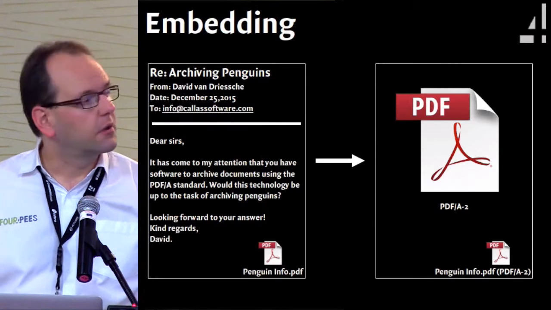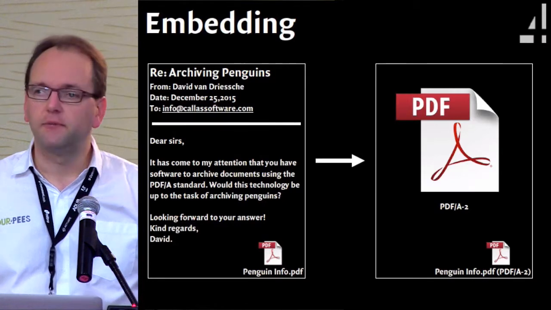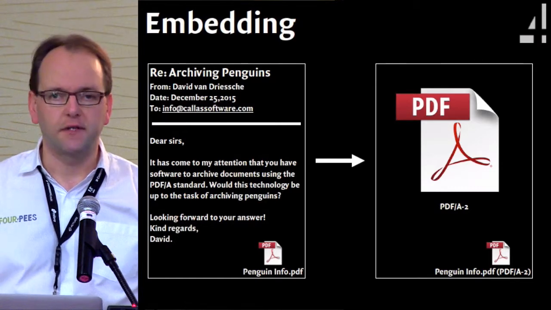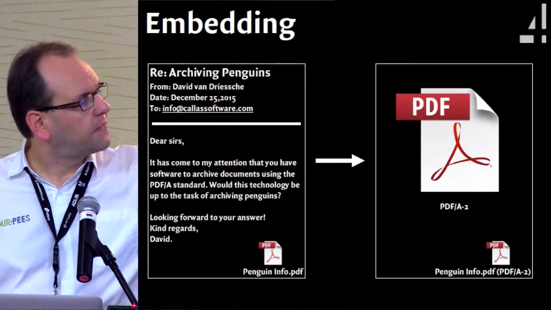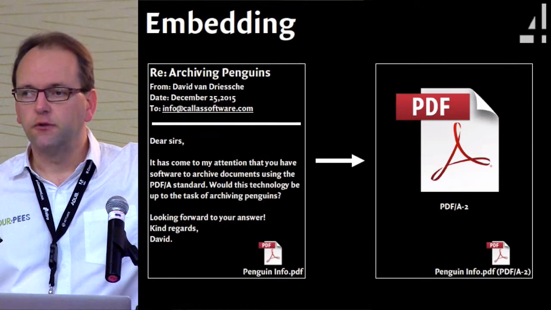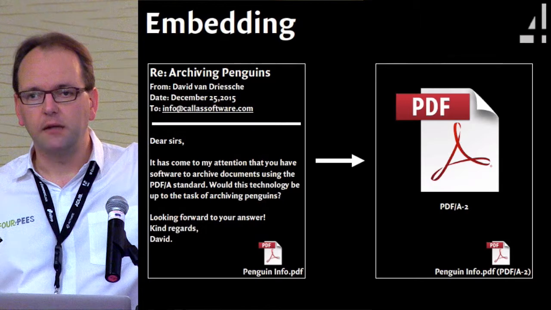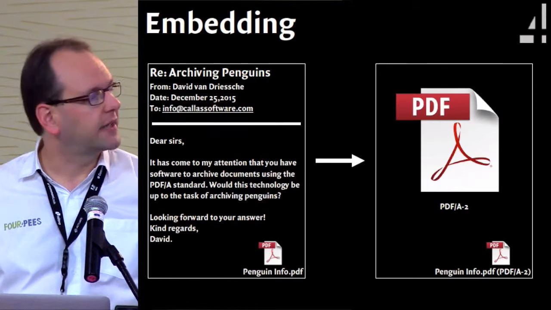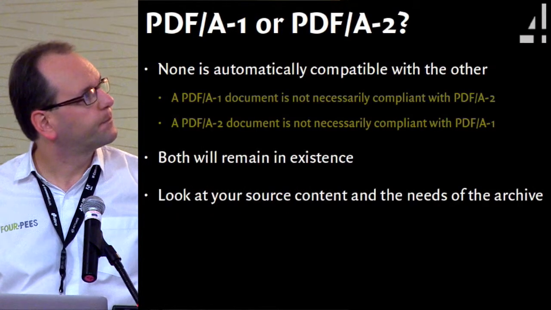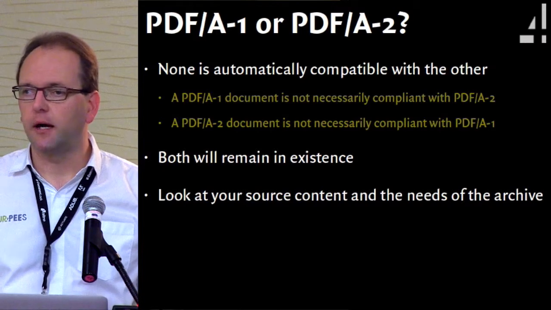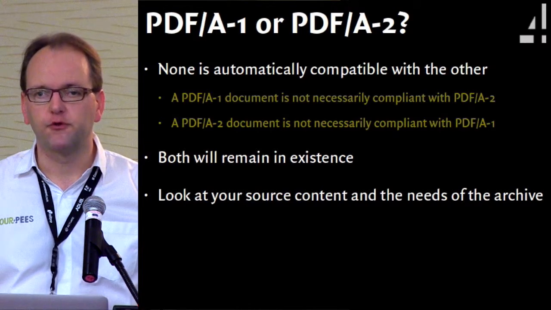The one thing to single out of that is that a PDF-A2 file is capable of storing other files in itself. So if I have an email with an attachment, I can convert the attachment into PDF-A and put it into the main PDF-A file that I'm archiving, which makes it very powerful to archive connected information together. Which one do you use? Depends on the archive you have and what features you want to be able to support.